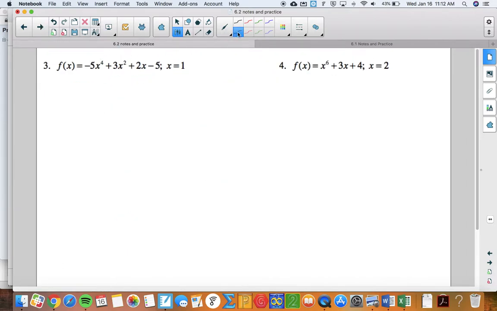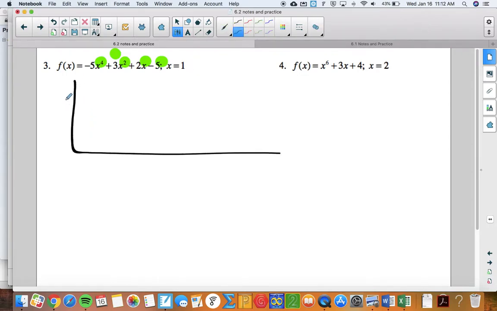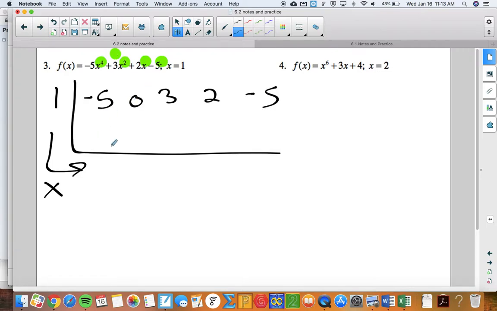All right, here, when I start to do my synthetic substitution, I need to realize that I'm missing an x to the third term. I have x to the 2, x to the 1, and x to the 0. So I need to put a 0 in place of this green dot that I just put up there. I'm putting in a positive 1 as my multiplier. The coefficients are negative 5, 0, 3, 2, and negative 5. So bring down your leading coefficient, multiply it with the 1, you get negative 5. Add them together, you get negative 5. Multiply them together, you get negative 5.